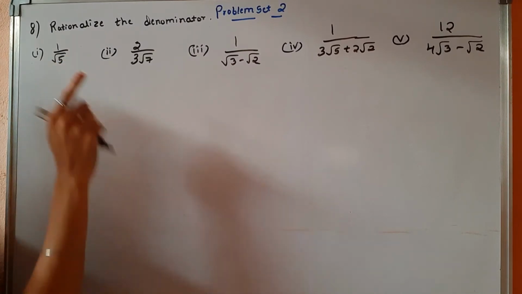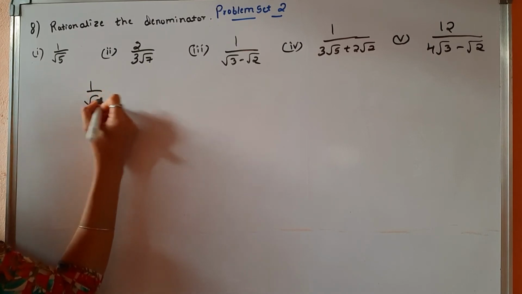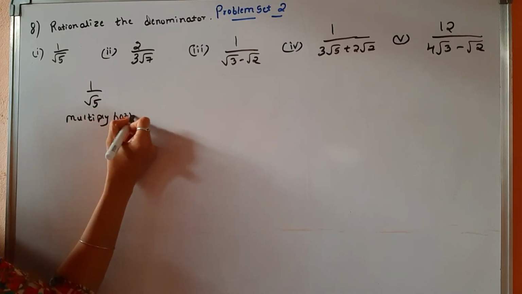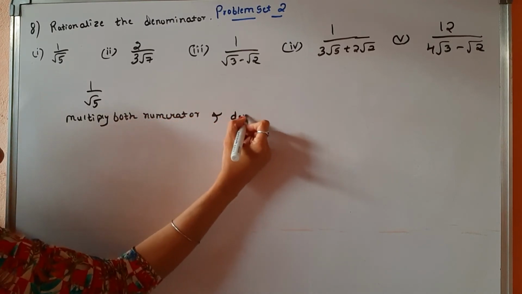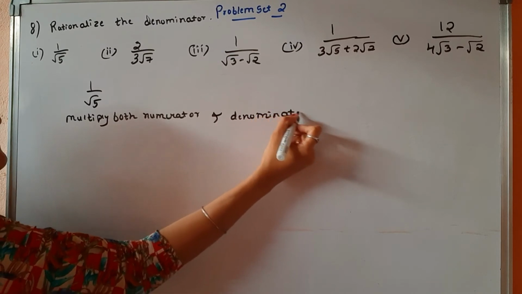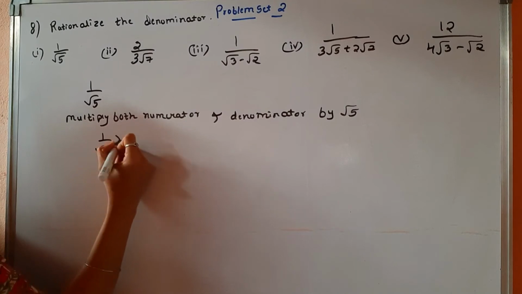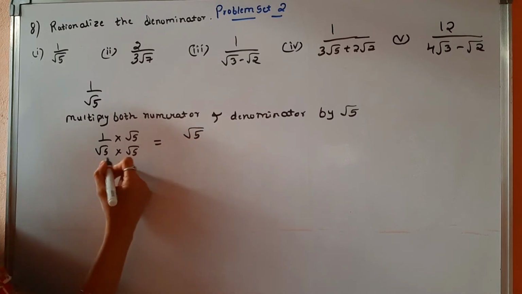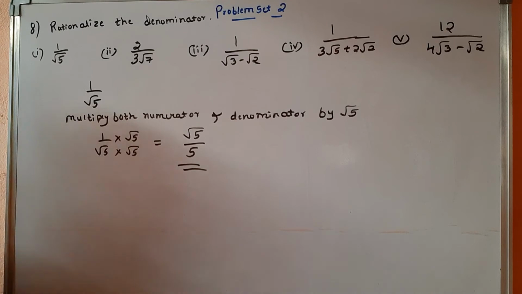Rationalizing the denominator, you know, you should multiply. First question, 1 upon root 5. We should multiply both numerator and denominator by root 5. So I'll write, multiply both numerator and denominator by root 5. So what will happen? 1 upon root 5 into root 5, in the numerator we are getting root 5. Root 5 into root 5, you know that it is 5. So this is your final answer. Simple. We'll move to the next one.